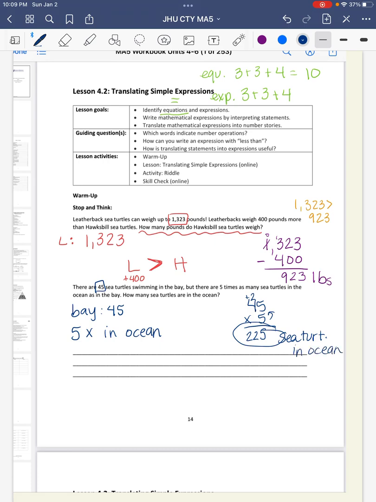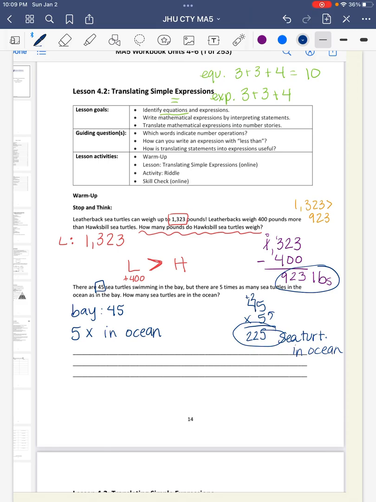Okay. Again, it's nice to write out what these numbers mean. Give your numbers meaning. Like I put pounds up here. I put that 225 refers to the sea turtles in the ocean. That way you're making sense of your answer.